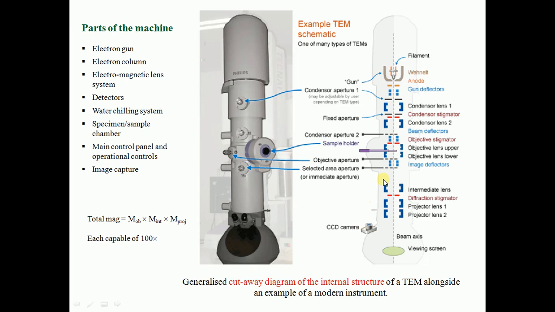Total magnification, as I said, is the product of the three magnifications of the objective lens, the condenser lens, and the projector lens. Each is capable of magnifying, say, 100 times. So here itself 10 to the power of 6 magnification can be achieved with the help of these.